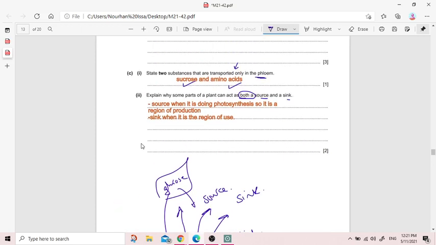So why do some parts act as both source and sink? They are the source when they are doing photosynthesis, so they are the region of production, while they will be the sink when they are the region of use. You can also give him an example to explain your point. During summer, the leaves photosynthesize, so they are the source, while in winter, glucose comes from what is stored in the roots, so the leaves become the sink, region of use.